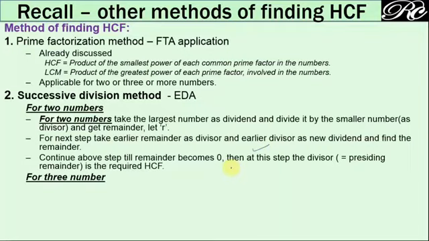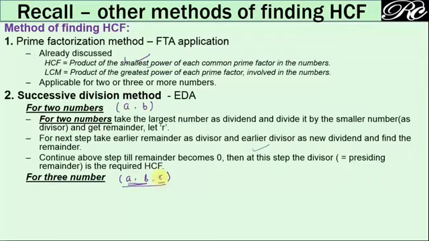Now for three numbers, say A, B and C. For these three numbers, we first calculate the HCF of two numbers by applying the successive division method. Then the HCF of the three numbers is calculated by taking the HCF of the third number with the HCF of the two numbers A and B calculated above.